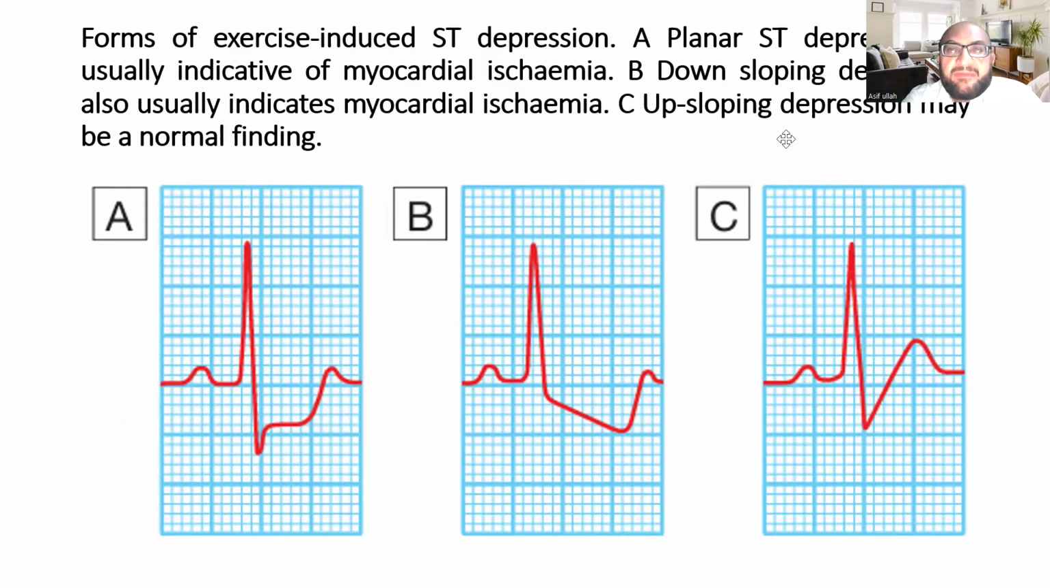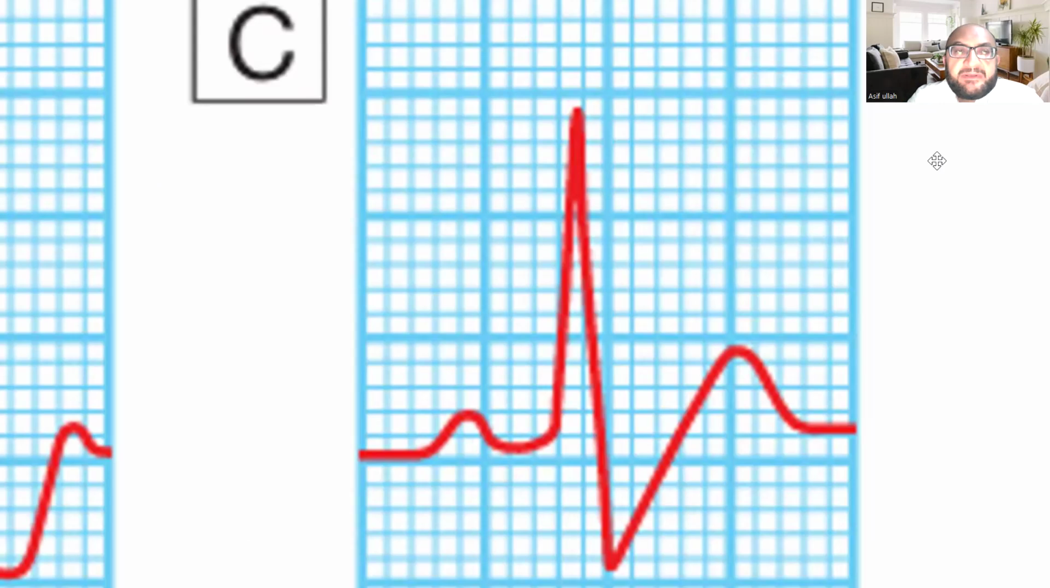So these are the different views of how ST depression is viewed. A planar ST depression in A, downsloping, these both are not good. An upsloping depression may be a normal finding, as shown in C.